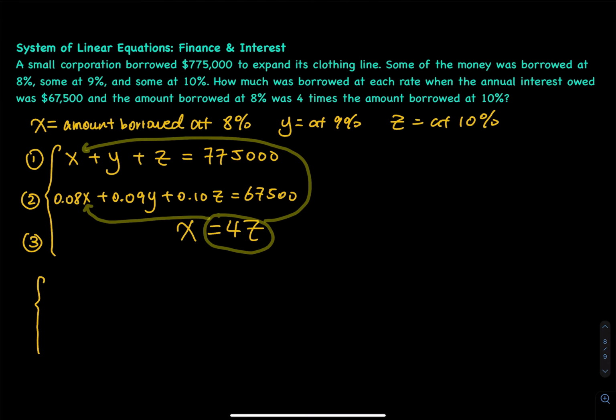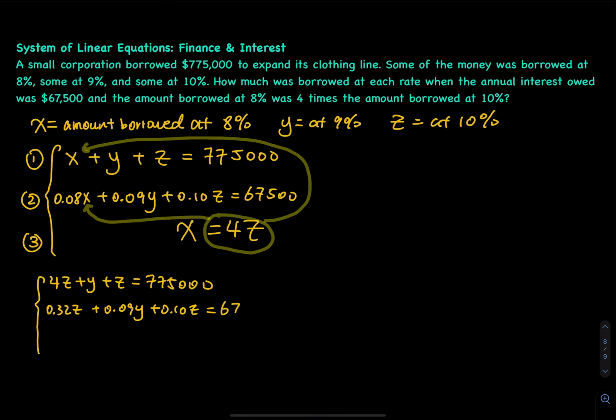4z plus y plus z equals the total. And then 0.08 times 4, so that is 0.32. And then you plus the 0.10z. So that will be 0.32z plus 0.09y plus 0.10z equals the total interest.